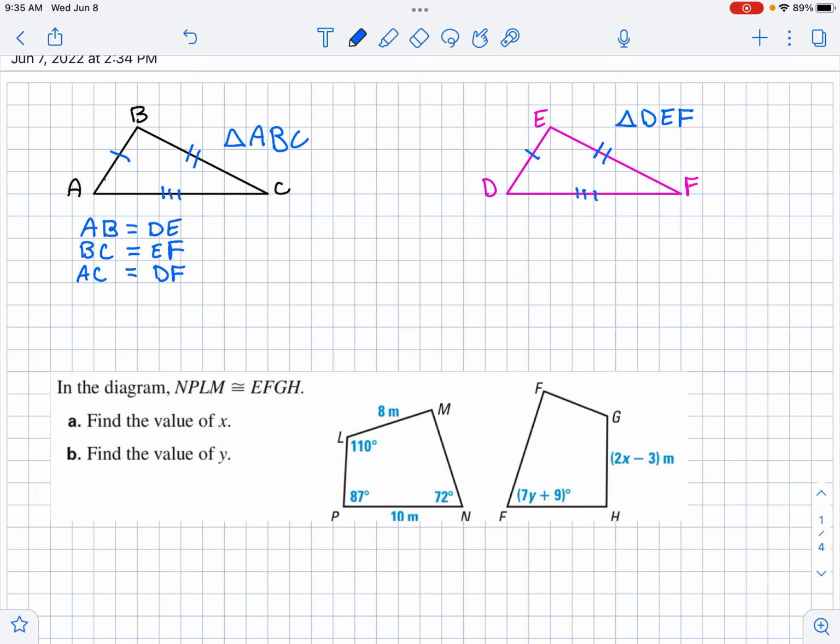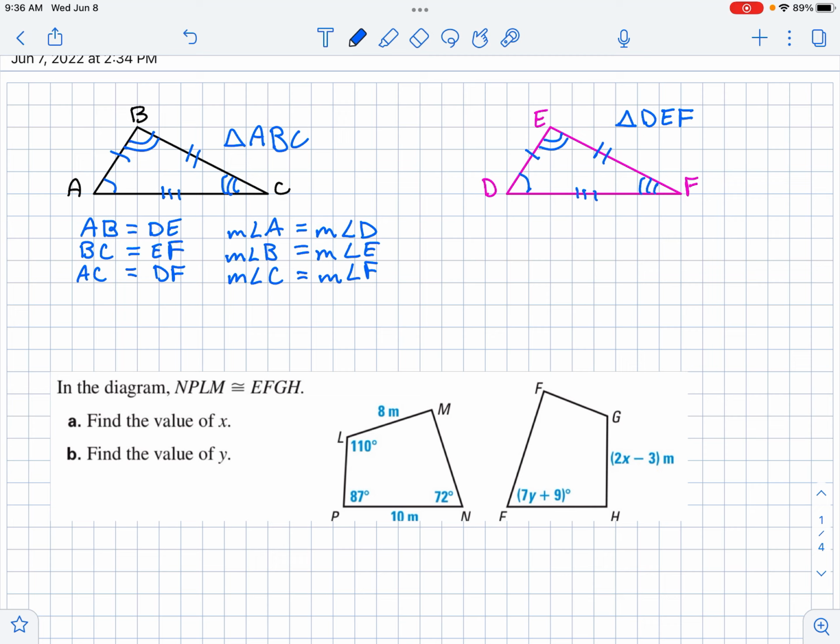Now also, all the corresponding angles are equal. So the measure of angle A is equal to the measure of angle D. Okay, and then here's B. I'll put two little arcs here. So the measure of angle B is equal to the measure of angle E. And finally, put little three here so I can identify which is which. The measure of angle C is equal to the measure of angle F.